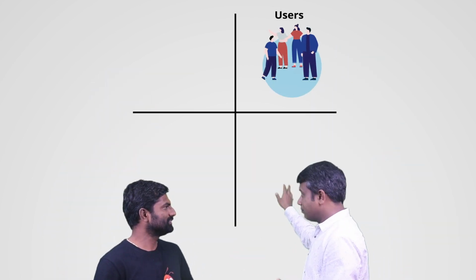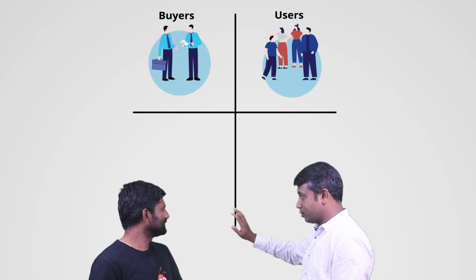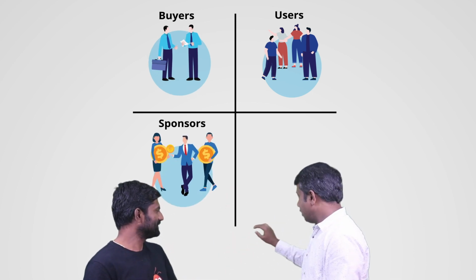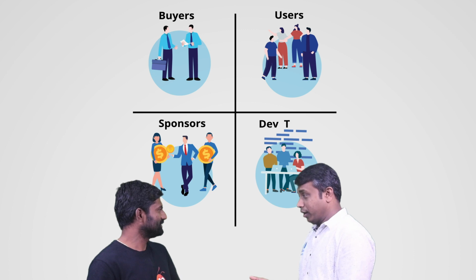So we explained about the product. What is product management? Okay, that's a great question. When we talk about product, there are four different types of people that we deal with. There are users, there are buyers, and there are sponsors who invest in the product, and then there are developers who build the product.